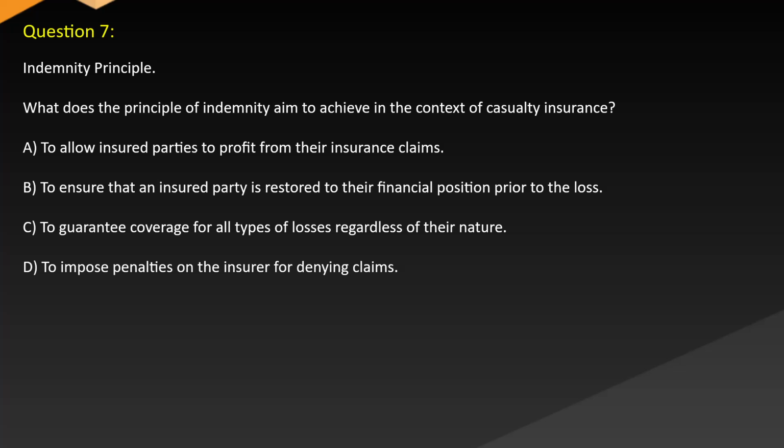Question 7. Indemnity principle. What does the principle of indemnity aim to achieve in the context of casualty insurance? A. To allow insured parties to profit from their insurance claims. B. To ensure that an insured party is restored to their financial position prior to the loss. C. To guarantee coverage for all types of losses regardless of their nature. D. To impose penalties on the insurer for denying claims.